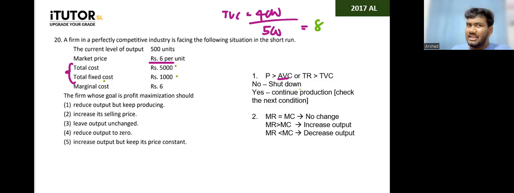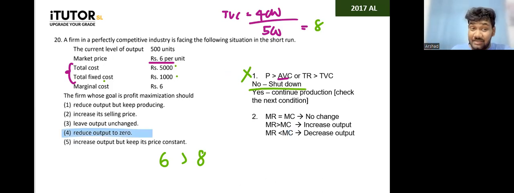Right. Go and check, are they meeting the first condition? Price is 6 rupees, but the average variable cost of producing that is 8. Is the price greater than the average variable cost? No, they have not met the first condition. Then what should you do? Then you need to shut down. Shut down means you don't produce. So your answer has to be reduce output to 0. Shutting down is temporary closing. You don't produce anything.